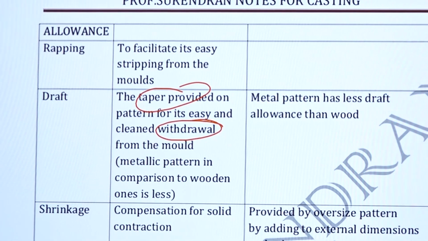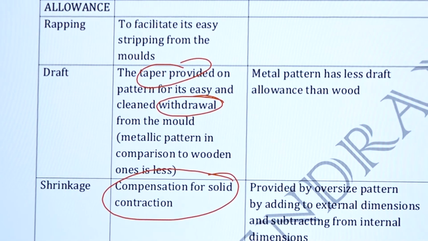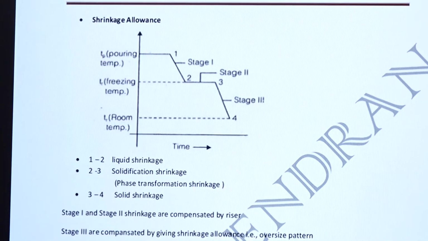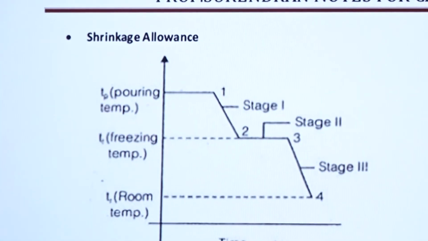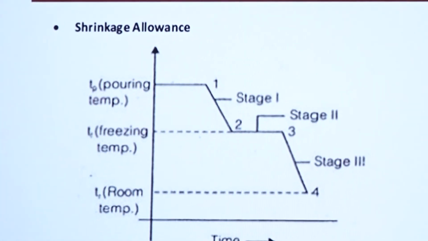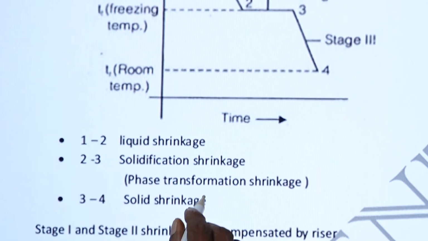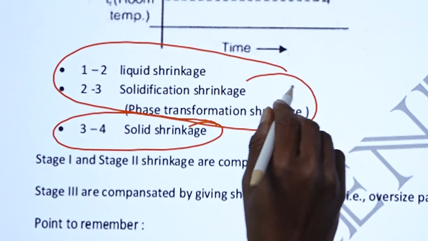And shrinkage allowance is the compensation for the solid contraction. Compensation for the solid contraction is the shrinkage allowance. So we are having three types of shrinkage: liquid shrinkage, solidification shrinkage, solid shrinkage. The solid shrinkage can be taken care of by the pattern, and the other two shrinkages are taken care of by the riser.